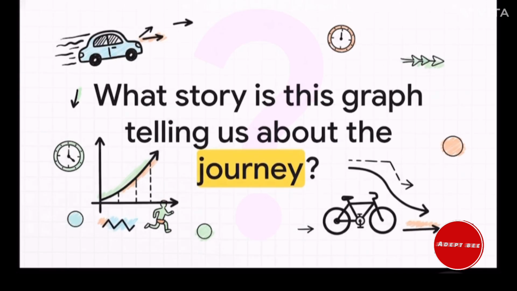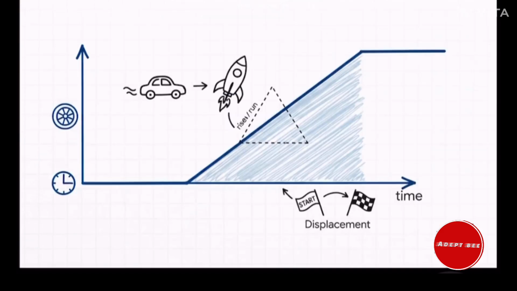So, how do you actually read this story? How can you look at a simple line and figure out if something is speeding up, slowing down, or just cruising along at a steady pace? Well, it's all about the shape of the line. If you see a perfectly flat horizontal line, it means the velocity isn't changing at all. That's constant velocity, 0 acceleration.